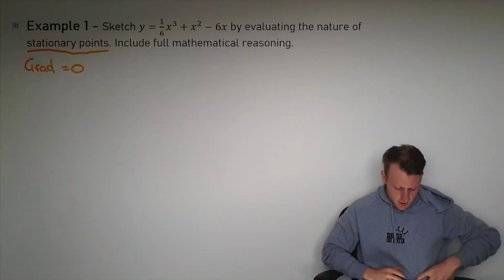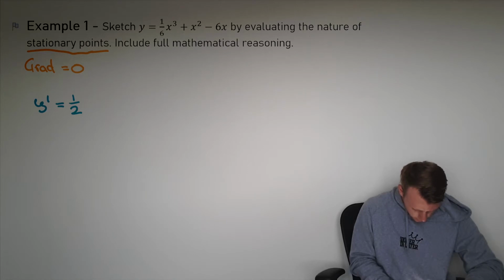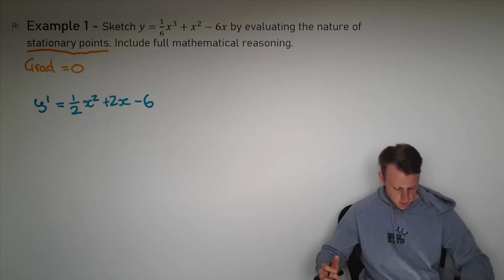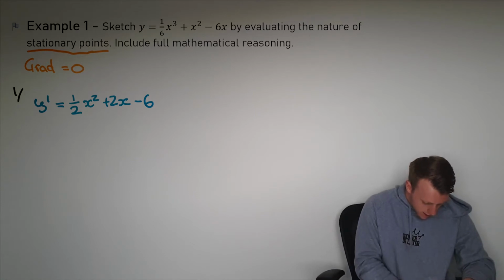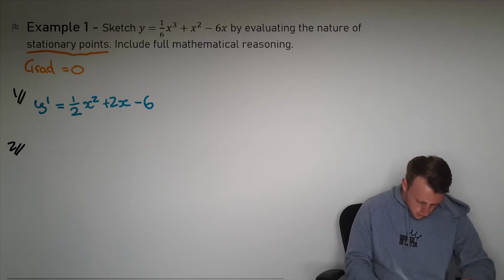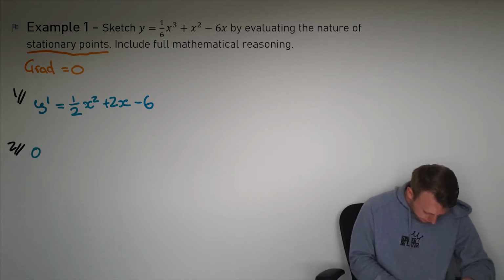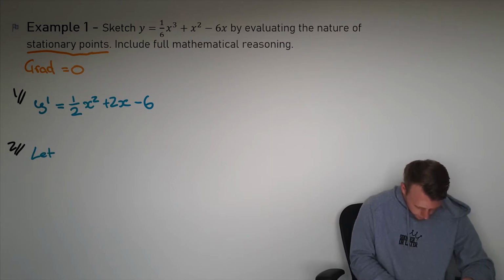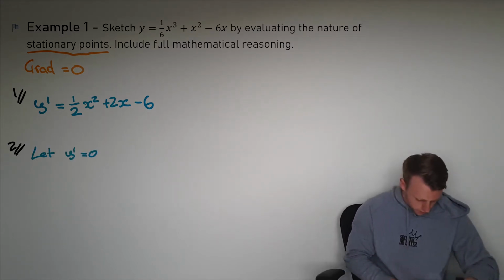So I've got a function here. Step 1 is to find the derivative. So here we have found the derivative function, and that's step number 1. Step number 2 is to let the derivative function equal 0. Okay, this will find these stationary points.